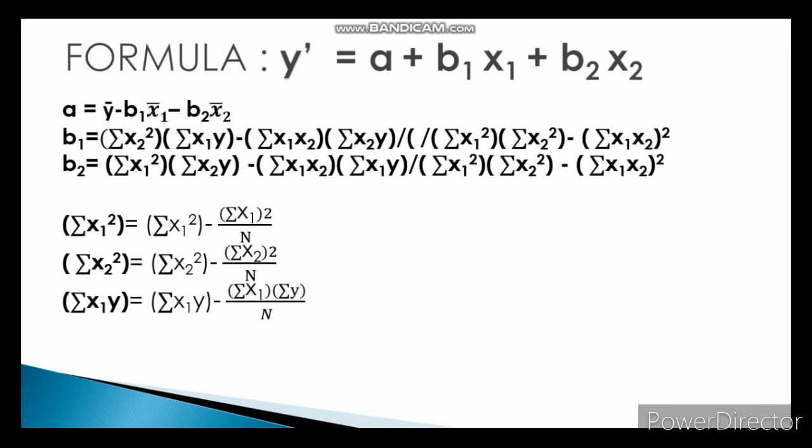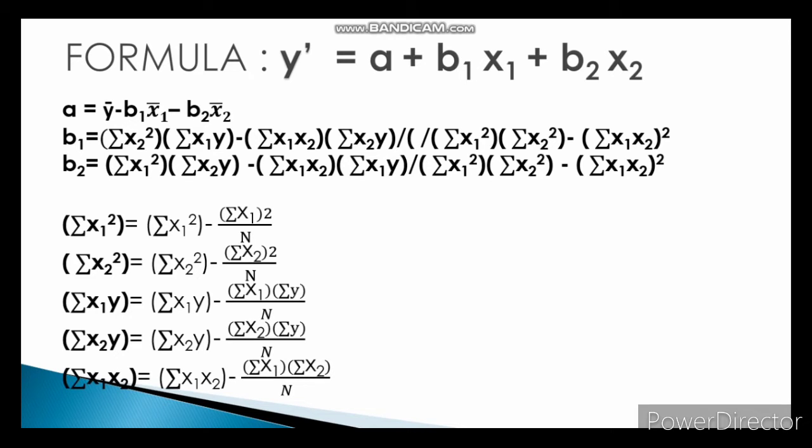Saka next, summation of x sub 1y is equal to summation of x sub 1y minus to the summation of x sub 1 multiplied to the summation of y all over n. So, the summation of x sub 2y is equal to summation of x sub 2y minus to the summation of x sub 2 multiplied to the summation of y all over n. Tapos ito naman yung kay summation of x sub 1 x sub 2 is equal to the summation of x sub 1 x sub 2 minus to the summation of x sub 1 multiplied to the summation of x sub 2 all over n.